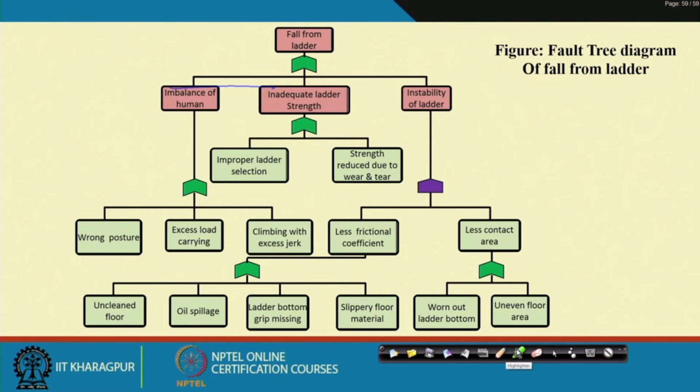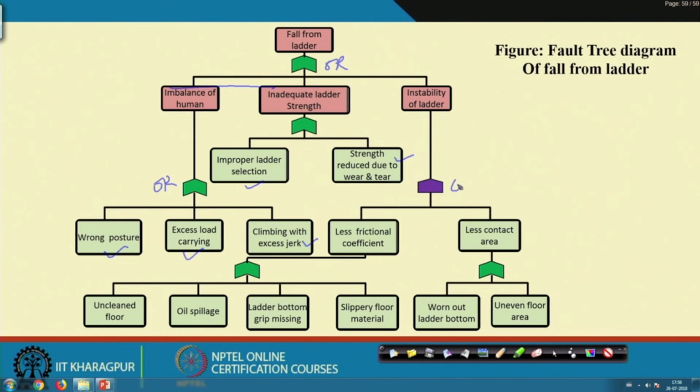I hope that you all will appreciate this. Fall from ladder. What are the reasons? This is an OR gate. Imbalance of human, inadequate ladder strength, instability of ladder, any one leads to fall from ladder. Then imbalance of human: wrong posture, excess load carrying, climbing with excess jerk, these may be the reasons with an OR gate. Similarly, inadequate ladder strength: improper ladder selection, strength is not good, and maybe strength reduced due to wear and tear.